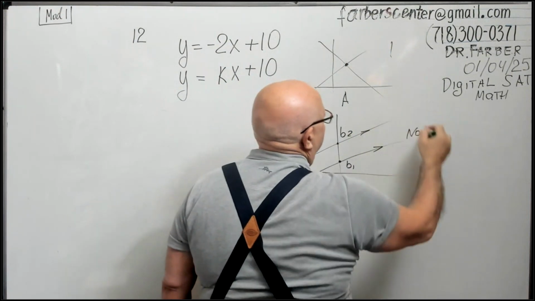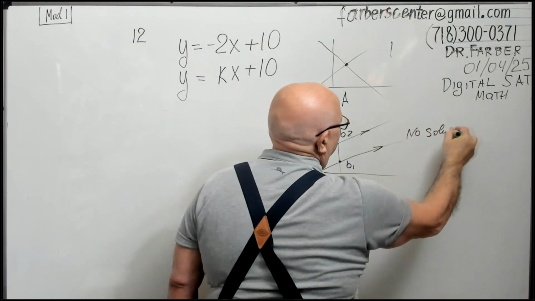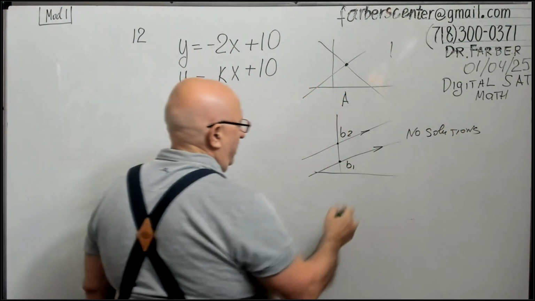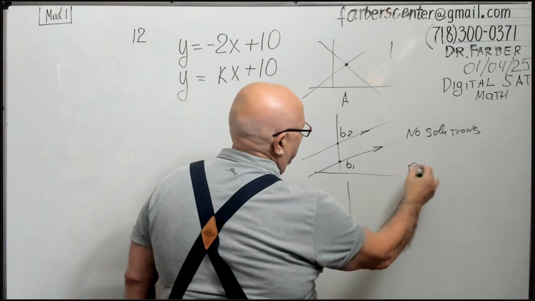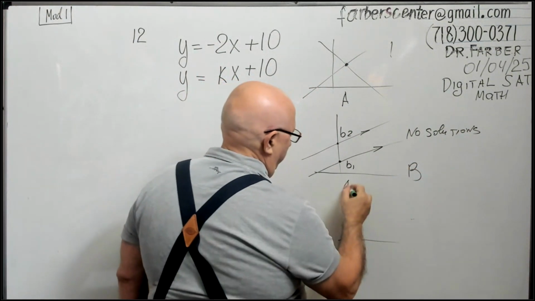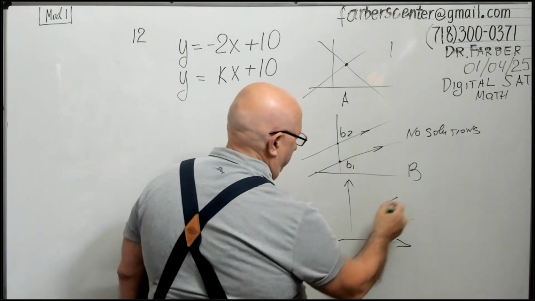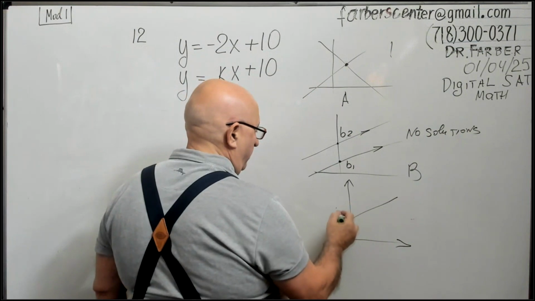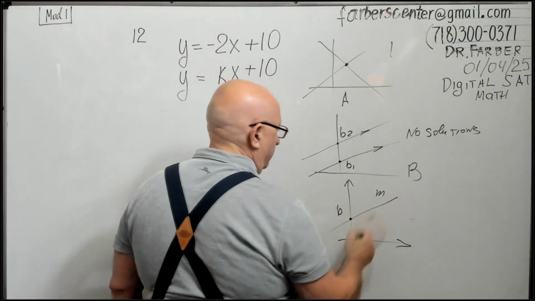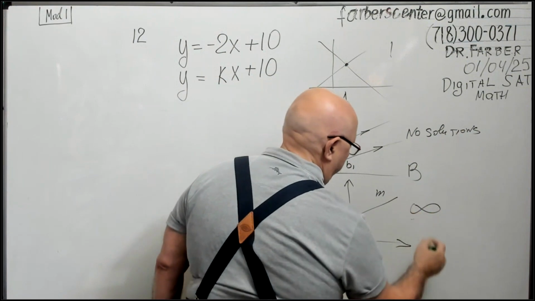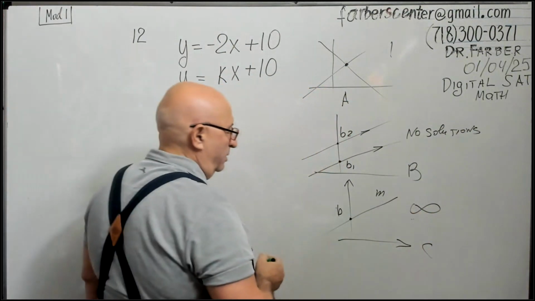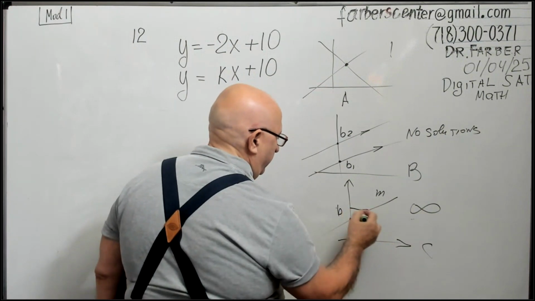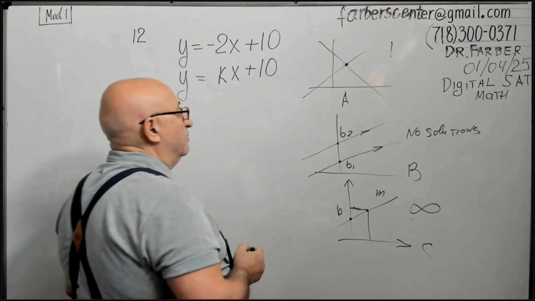This is B, no solutions. Why? Because parallel lines never intersect. And case C is when these two lines coincide, the same line, with the same slope and the same y-intercept. In this case, case C, we have an infinite set of solutions because any point on the graph belongs simultaneously to both lines, with the same x and y.